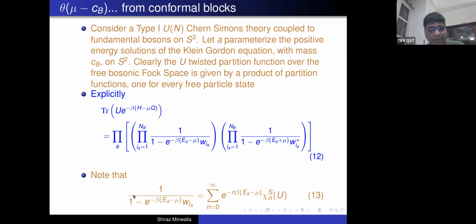Now, this denominator here can be expanded. And I should have taken a product over A here, I apologize. This denominator here over colors can be expanded as a sum over characters of the unitary matrix, and we get the following expansion. The characters that appear here are the characters for the representations with 1, 2, 3, 4 boxes in the Young tableau, completely symmetrized, and this goes up all the way to infinity.